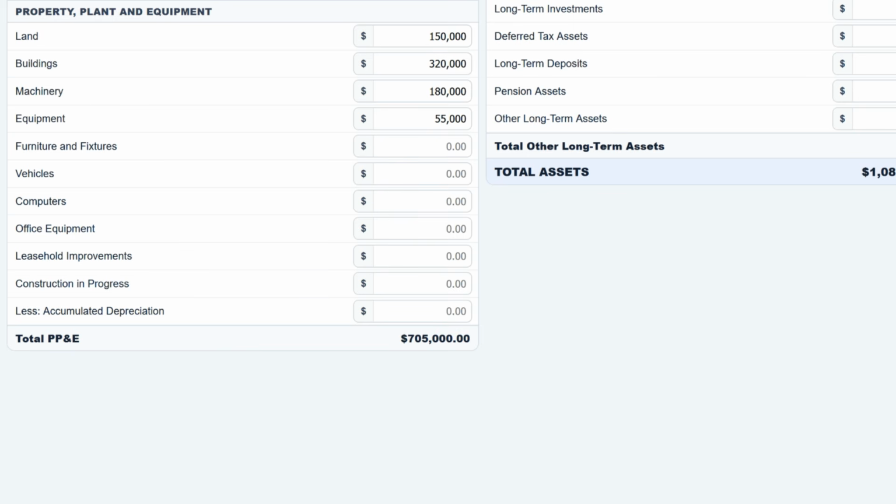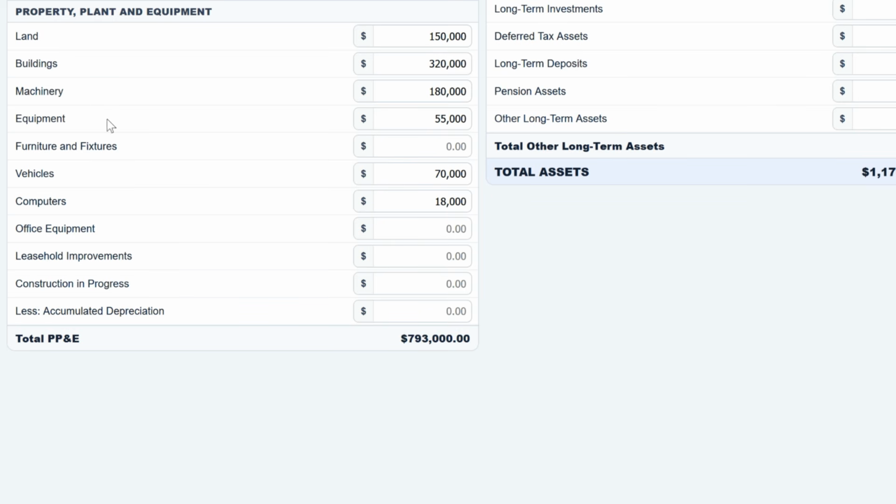The balance sheet also includes vehicles valued at $70,000. Delivery trucks, service vans, and company vehicles all belong in this category because they help transport products, employees, and business materials. The company owns computers totaling $18,000. These include accounting workstations, office computers, engineering systems, laptops, networking equipment, and other technology used throughout the business.